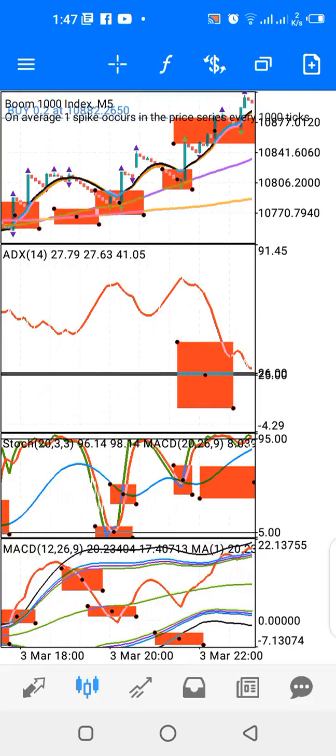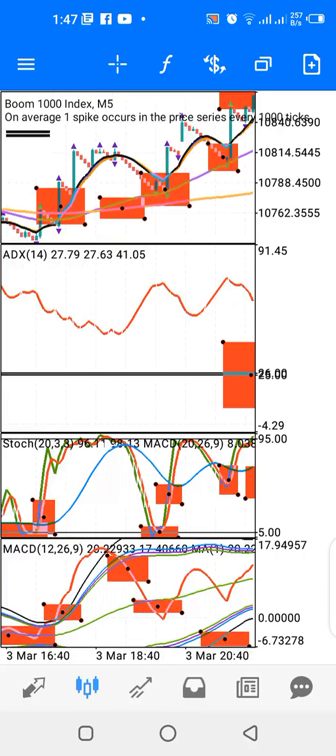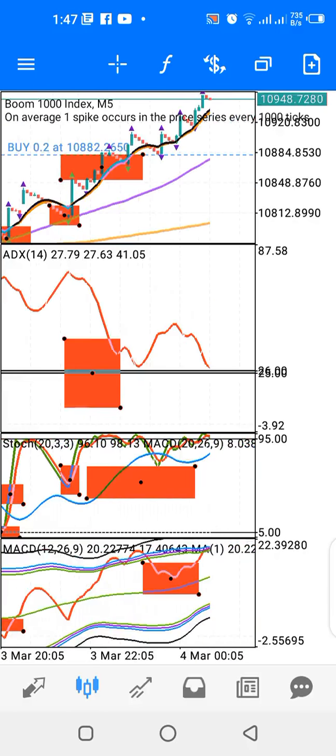So that's basically how this strategy works. It's a new strategy. Make sure you backtest it.